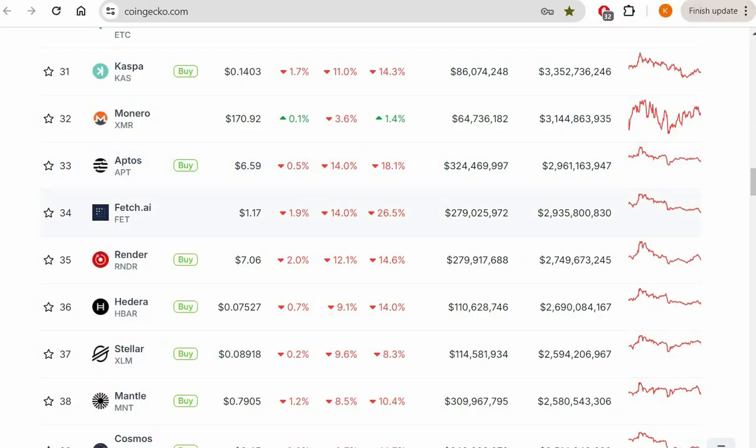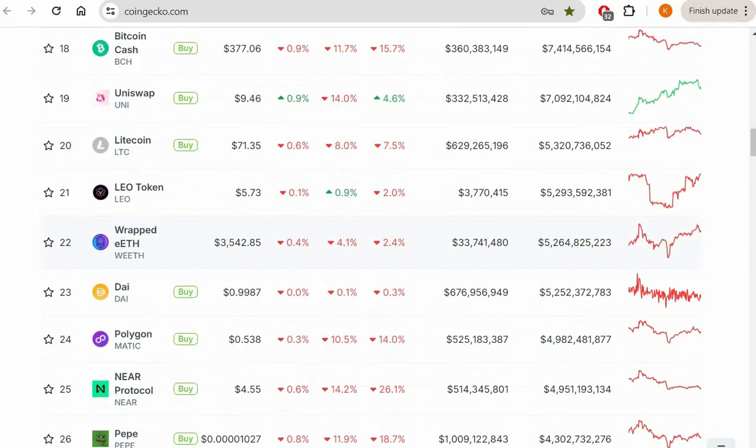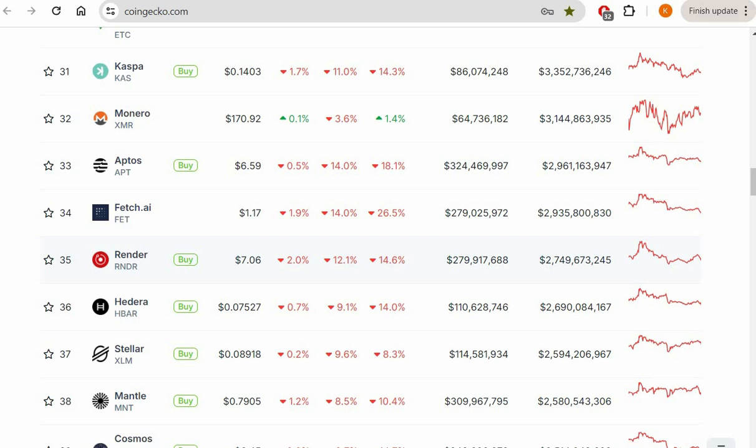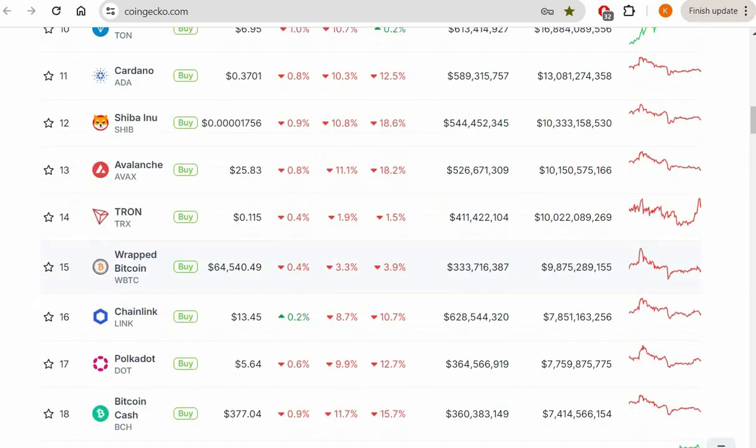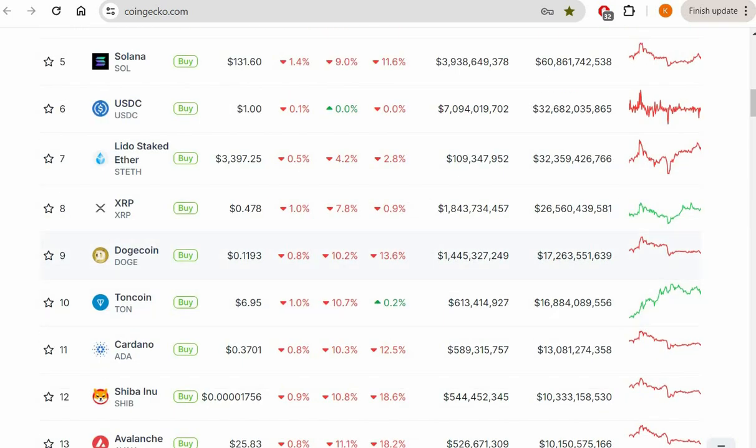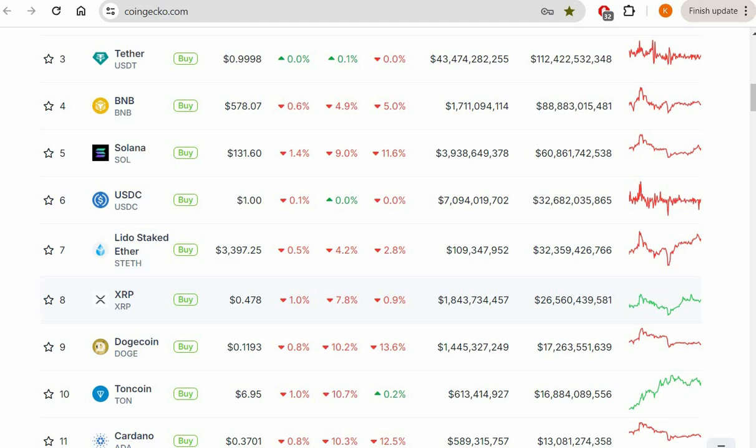So let's just go check CoinGecko, and Render is actually at number 35 right now with a market cap of $2.75 billion. And let's say if we were to 10x, so let's say Render is gonna go to $70, it's gonna 10x. So looking at the market cap, we would have to go past XRP. We would get into the top 10, in front of XRP right now, if only Render is gonna move like that, which is unlikely to happen.